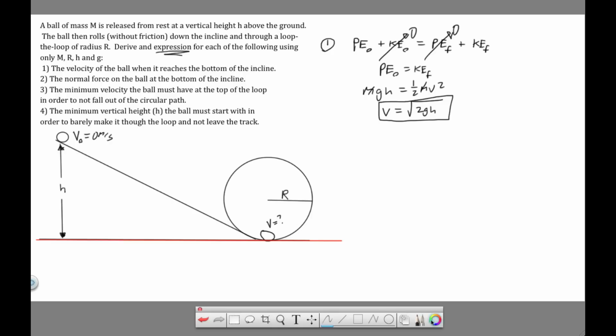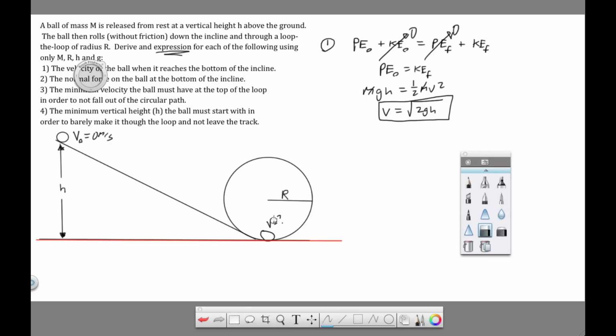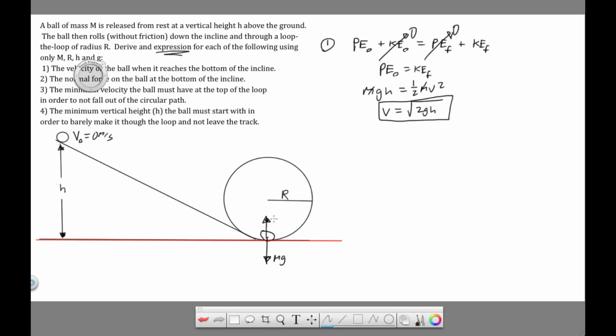So if we look at the ball at the lowest point, let me erase this here. So here's the ball as it passes through the lowest point. The forces on the ball are mg down and normal force up. Those are the two forces that are acting on the ball. And we're being asked to solve for the normal force. What's the normal force on the ball when the ball is at the lowest point of the loop, when it reaches the bottom of the incline?